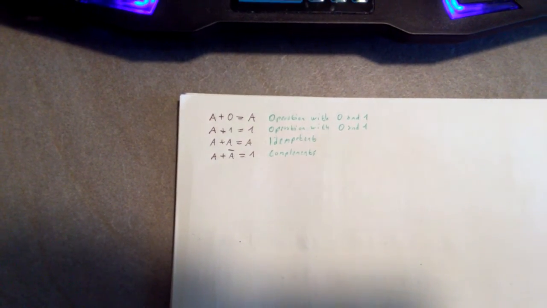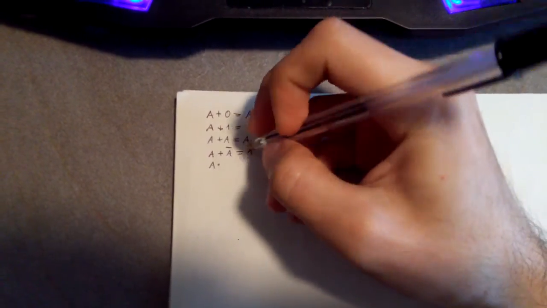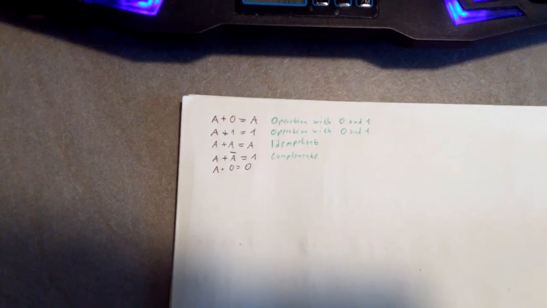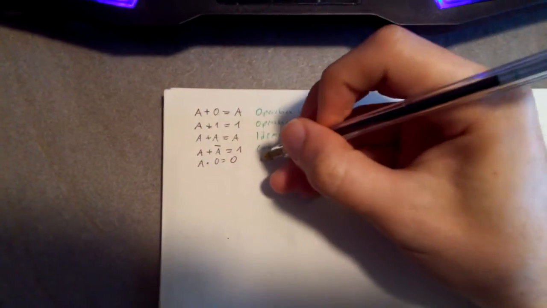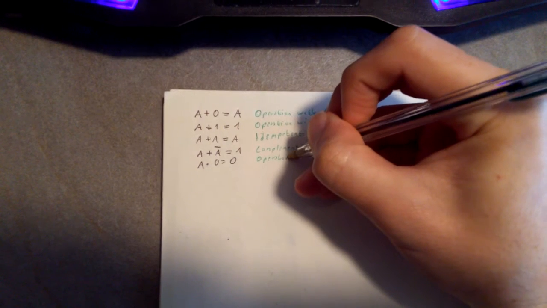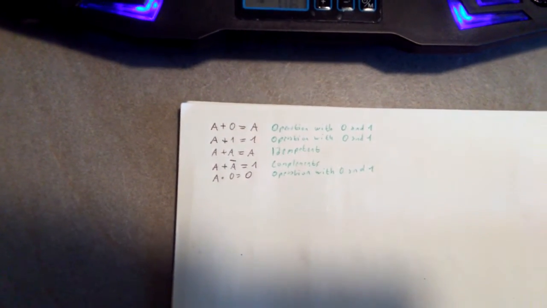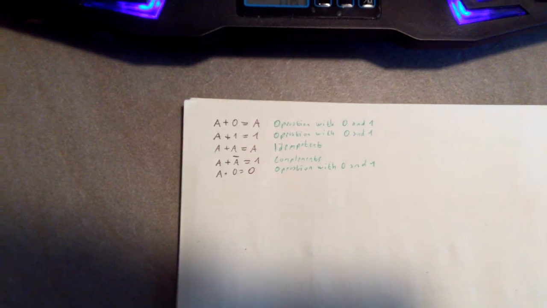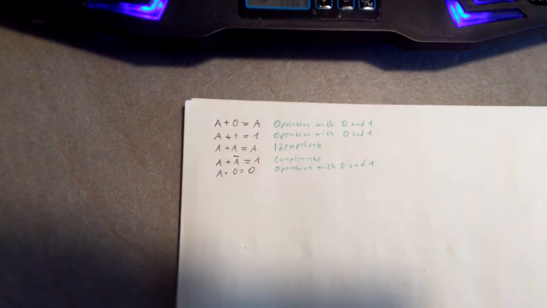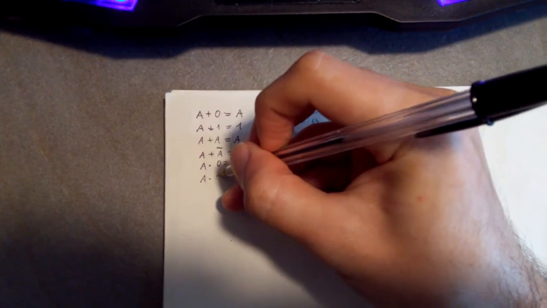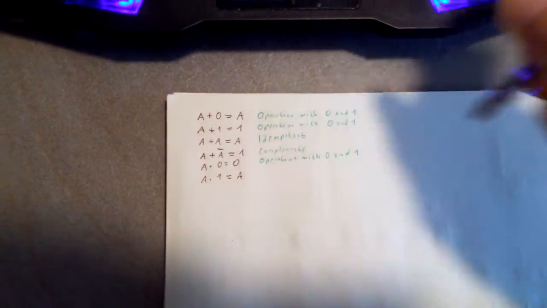Another property I want to talk about is a dotted with 0 is equal to 0. And again, this is an operation with 0 and 1, as a category of property. Then we have a times 1, which is a. And again, it's the operation with 0 and 1.